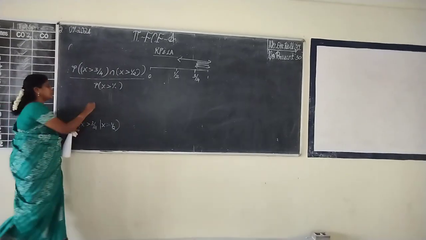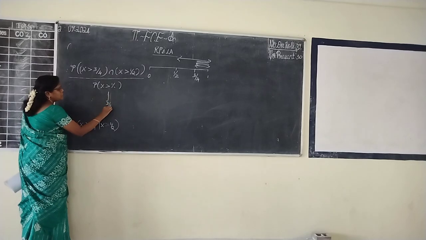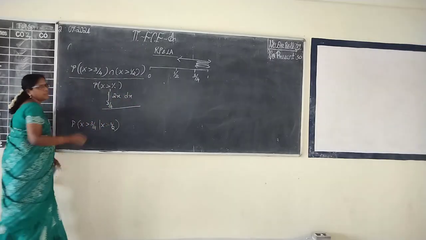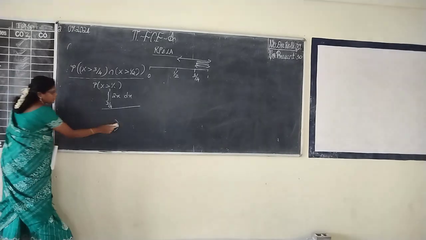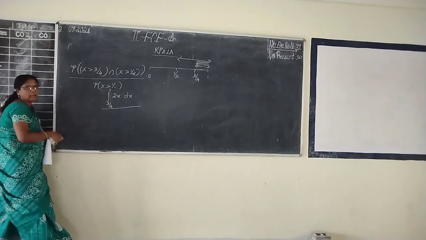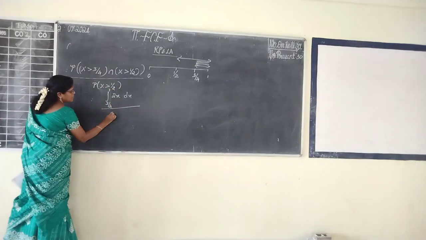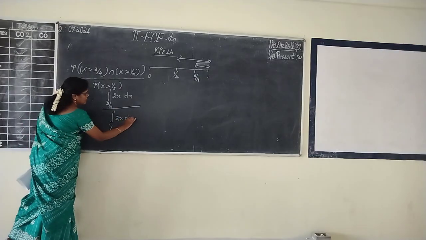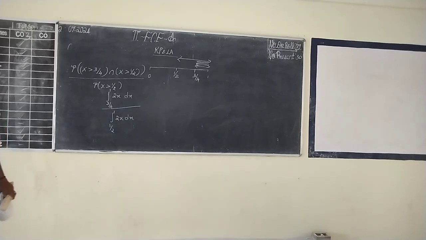So numerator will be integral 3 by 4 to 1 2x dx divided by. What is the denominator? Greater than 1 by 2. So what is your answer? Integral 1 by 2 to 1 2x dx. Integrate and give me the answer. Simple algebraic integration.